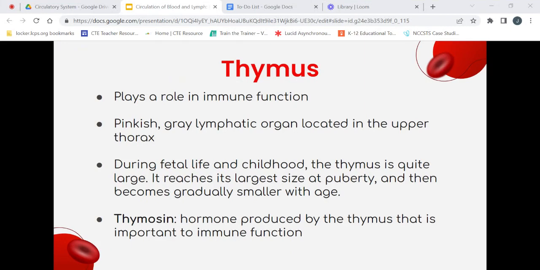That's because children are being exposed to a whole array of pathogens and they need that extra immunity. And then as you age, you've already formed some immunity, so you don't need the thymus to be quite as large. Thymosin is the hormone produced by the thymus that's important to immune function.